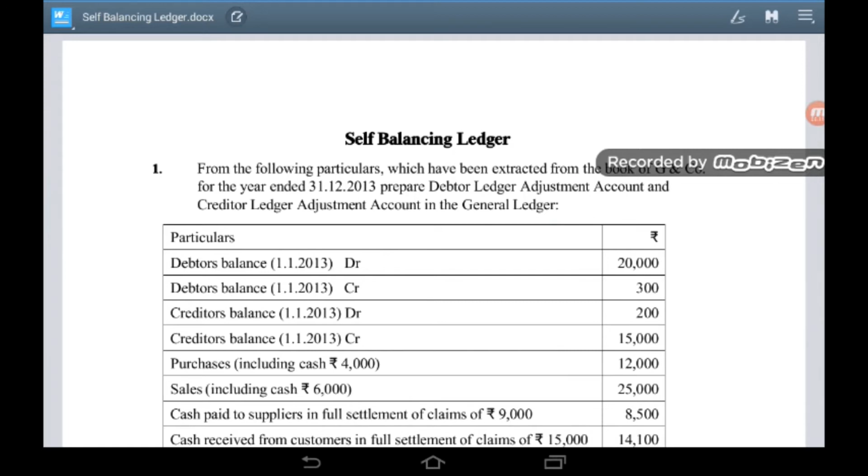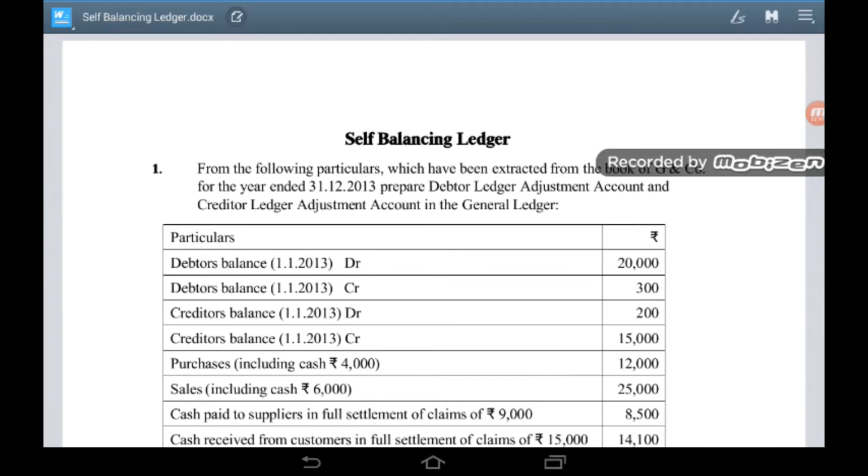Debtor balance on 1/1/2013 debit 20,000. Debtor balance on 1/1/2013 credit 300. Creditor balance on 1/1/2013 debit 200. Creditor balance on 1/1/2013 credit 15,000. Purchases including cash rupees 4,000, rupees 12,000. Sales including cash sales rupees 6,000, 25,000.